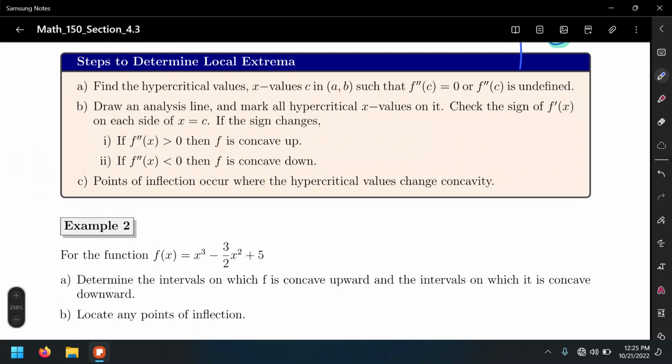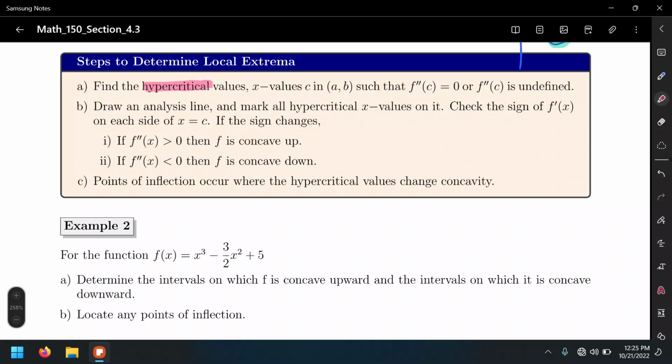However, we have a special name for the critical numbers that come from the second derivative. We call them hypercritical values, because if we say critical values, it wouldn't be clear whether those numbers come from the first derivative or the second derivative. So we need some vocabulary to distinguish between critical values of the first derivative and critical values from the second derivative. So the critical values from the second derivative are called hypercritical values.